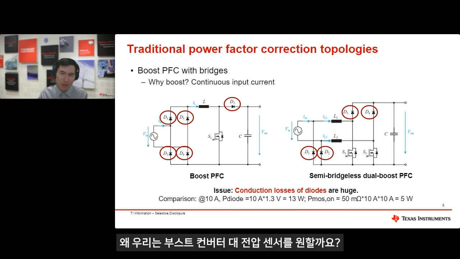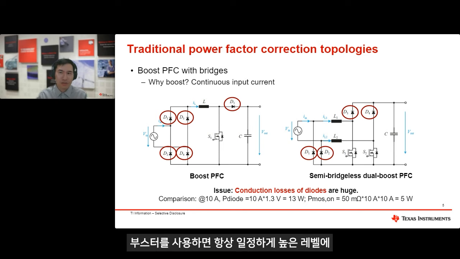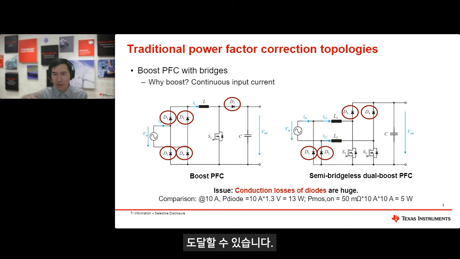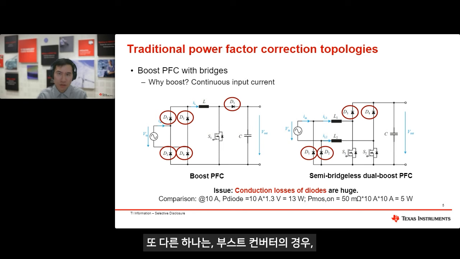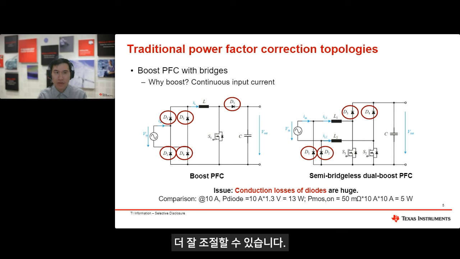Why do we want a boost converter? First is the sinusoidal voltage will get close to zero, so with the boost, you always get to a constant higher level. So that's possible with boost. Another is for the boost converter, your input current is continuous, so that you can regulate this kind of current better.